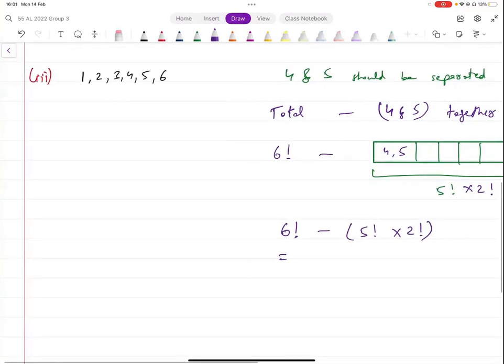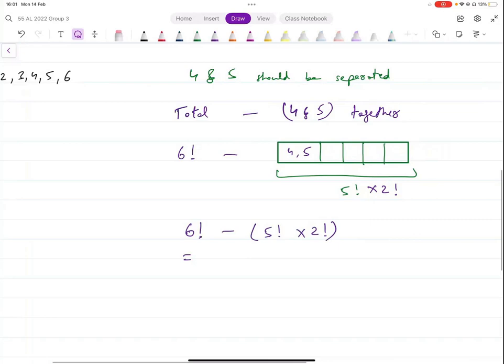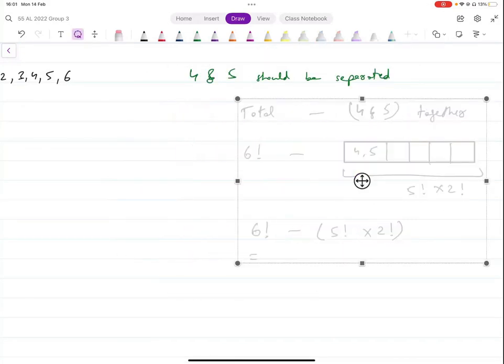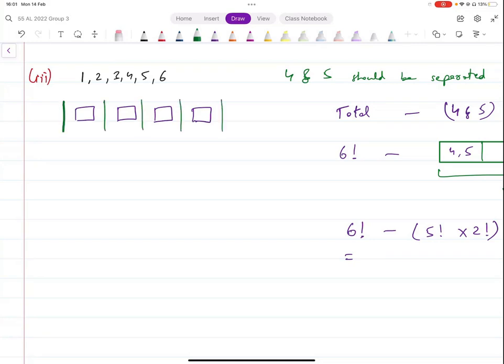This is one possibility. Dusri possibility kya thi? Jo aapne separate karne hain unke alawa baki sabke boxes bana de. So how many numbers are we left with? 4 or 5 nikal ke, we have 4 numbers left. So 1, 2, 3 and 6. And then we say 4 or 5 jo hain wo kahan par aa sakte hain? They can come in these places. Yahan pe kahin pe aa sakta hai.